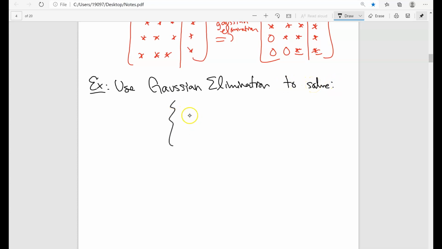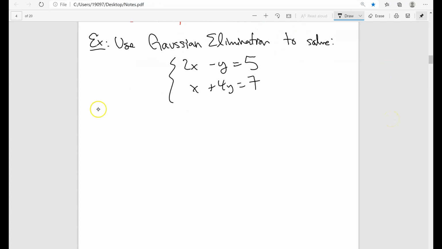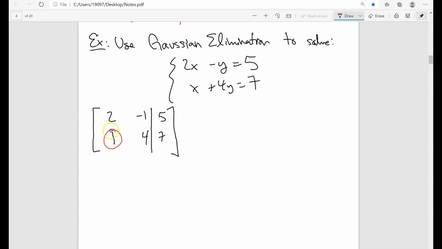So the first thing is going to be this 2x minus y equals 5. And then this x plus 4y equals 7. Okay. So the first thing that we want to do is put this into an augmented matrix. So we're going to write a 2 there, a -1, and then a 5, and then a 1, a 4, and then a 7. So because we have a 2 by 2, that means all we got to do is eliminate this guy.